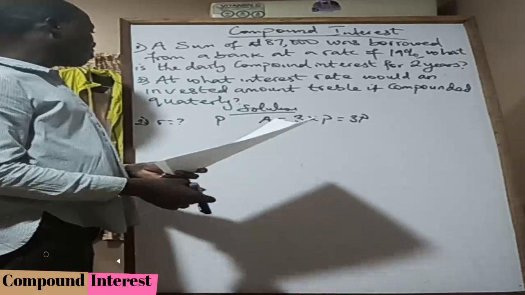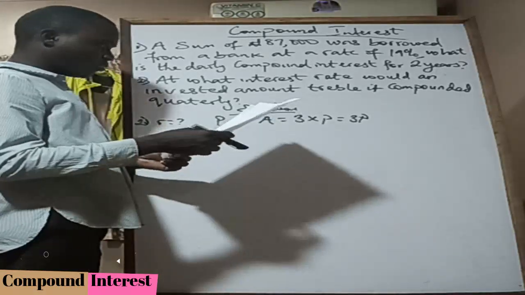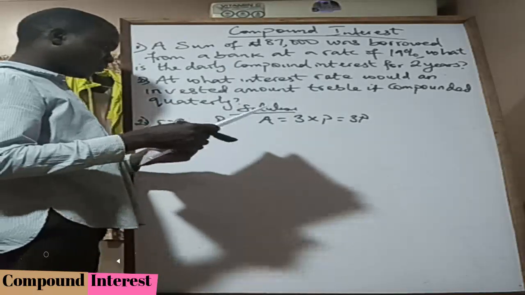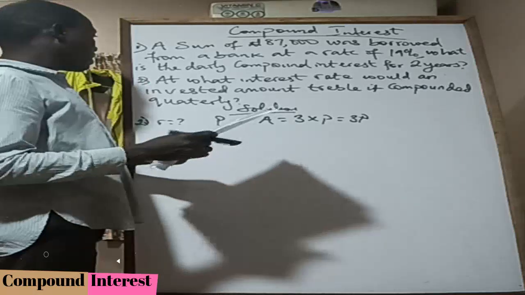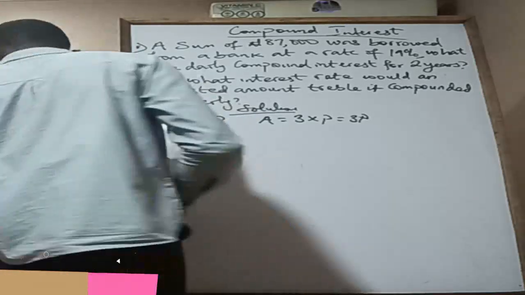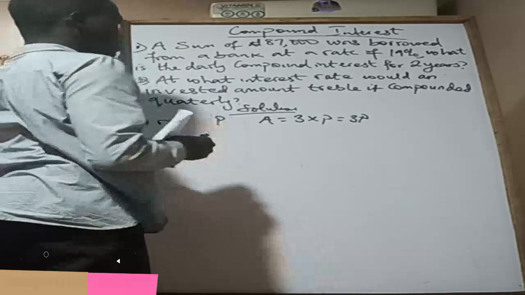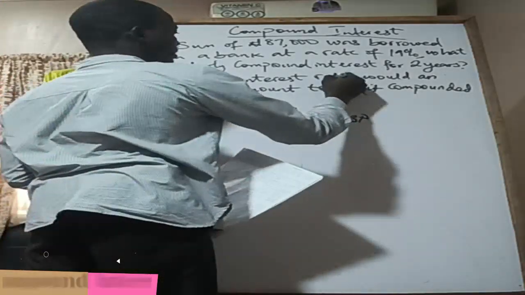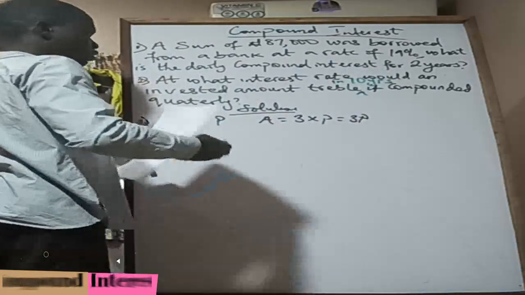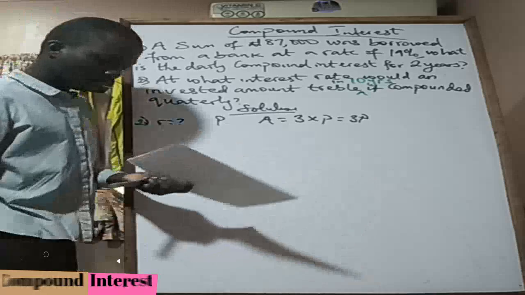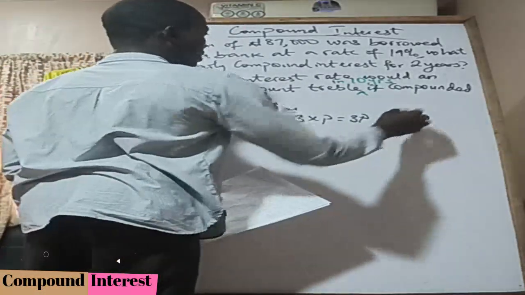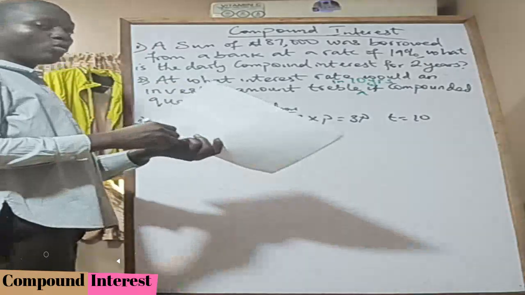Invested amount treble if compounded quarterly. I don't think the question is complete. There should be the number of years: at what interest rate would an invested amount treble in 10 years? Okay, so we have time. Time is 10, T equals 10. This question says if compounded quarterly.